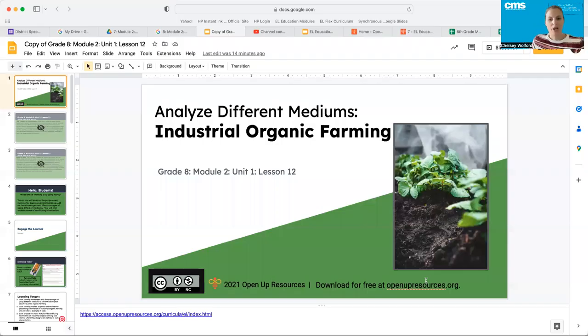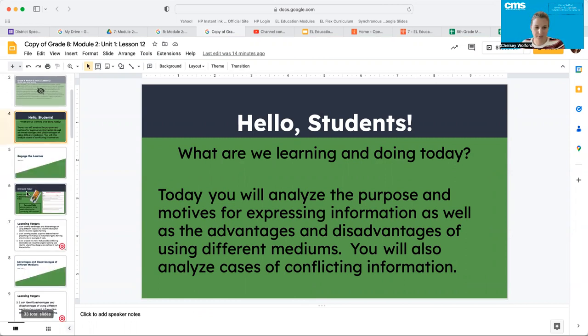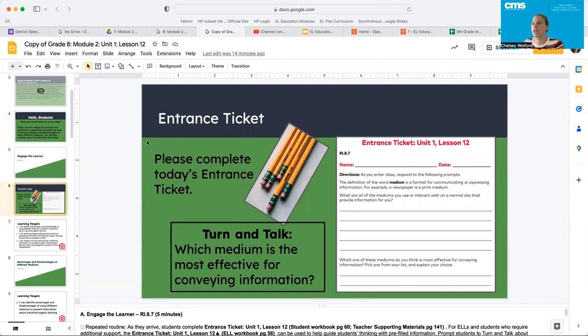Let's go ahead and jump into lesson 12. We're coming off of you guys just having taken your mid-unit 1 assessment. So what are we learning and doing today? We're going to analyze the purpose and motives for expressing information, as well as the advantages and disadvantages of using different mediums. You're also going to analyze cases of conflicting information. Before we do that, let's go ahead and go to our entrance ticket for today.